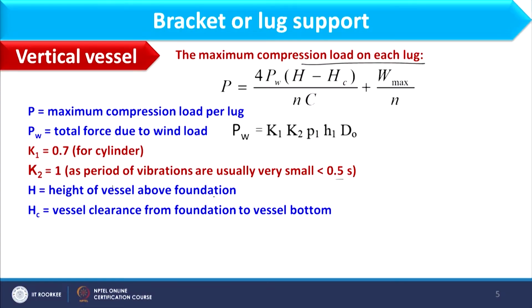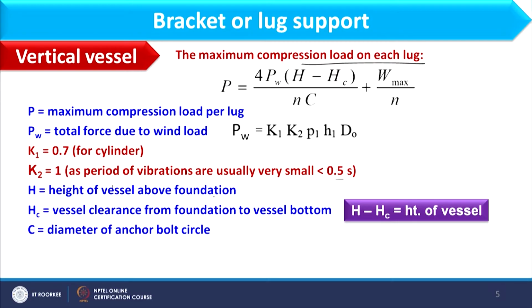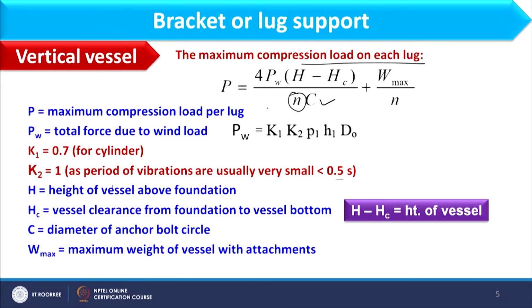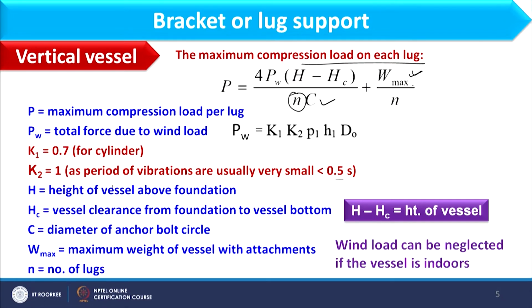H is the height of the vessel above the foundation and Hc is the vessel clearance from the foundation. So, basically H minus Hc will be the height of the vessel, and C is the diameter of the anchor bolt circle, N is the number of lugs, and W max is the maximum weight of the vessel with attachments. It means W max is the maximum dead load, and N is the number of lugs that we have already discussed. When the vessel is used for indoor purposes, we will not consider wind load, and then this factor would be neglected.